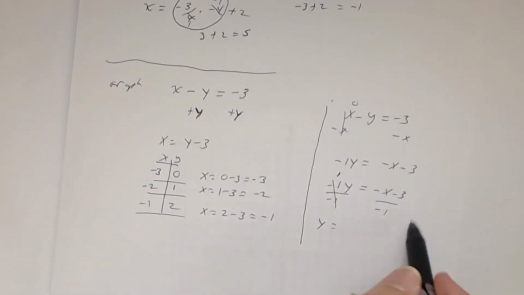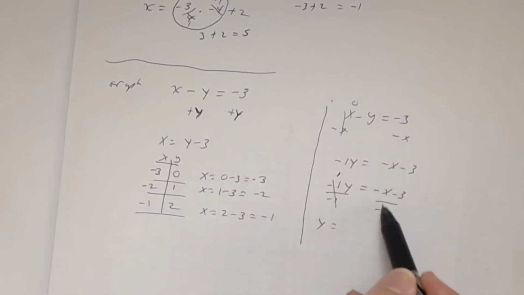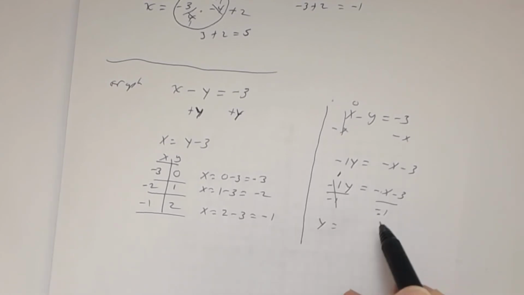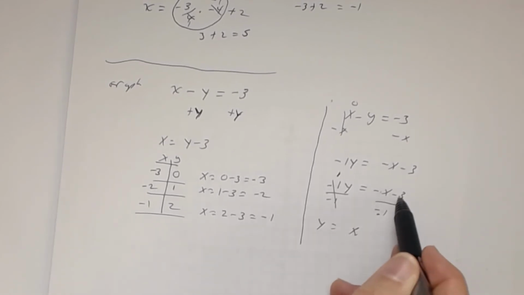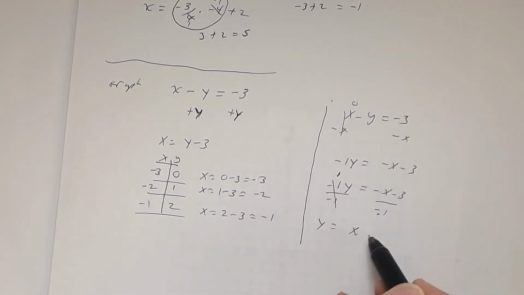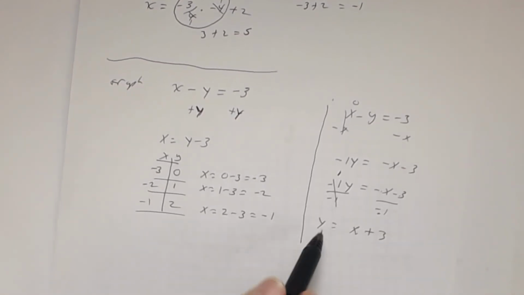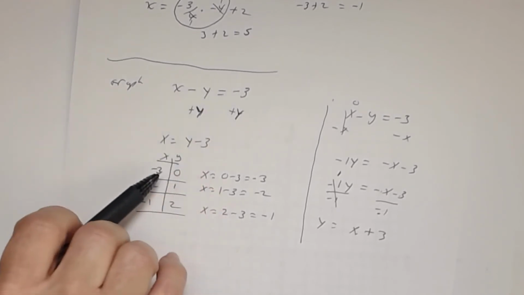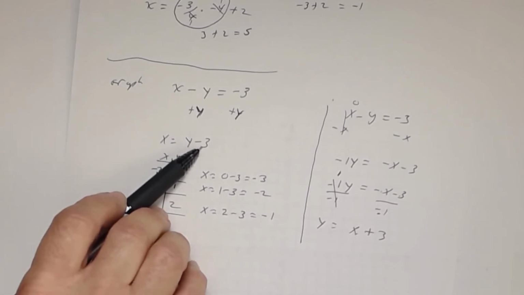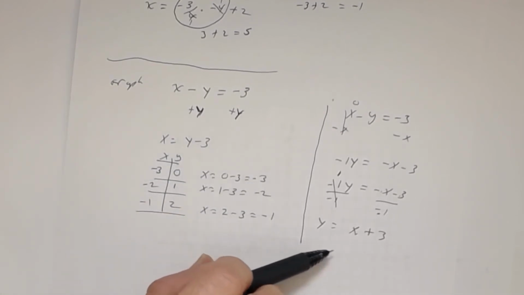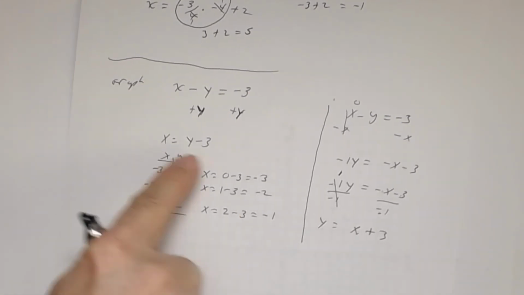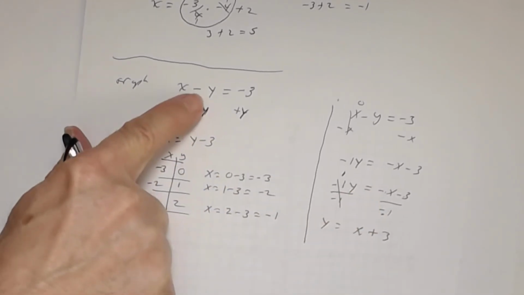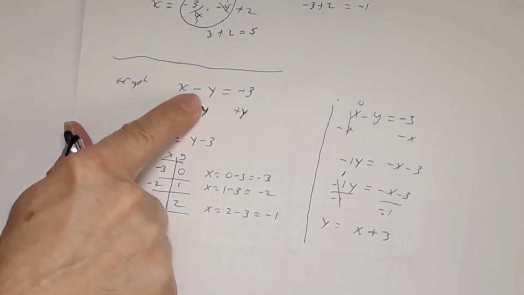But you have to remember that this expression is really this. Negative x divided by negative 1 is positive x. Negative 3 divided by negative 1 is positive 3. So x minus y equal negative 3 is the same thing as saying x equals y minus 3, or y equals x plus 3. So it did not matter whether you got x by itself or y by itself, but notice how difficult it was to get y by itself since it had a negative coefficient.